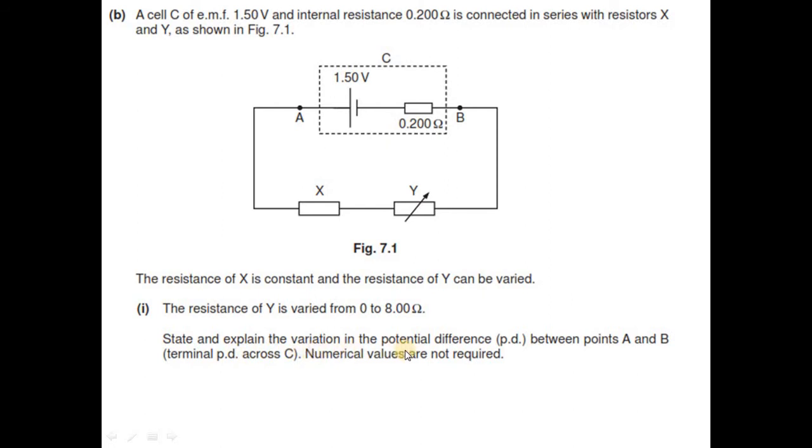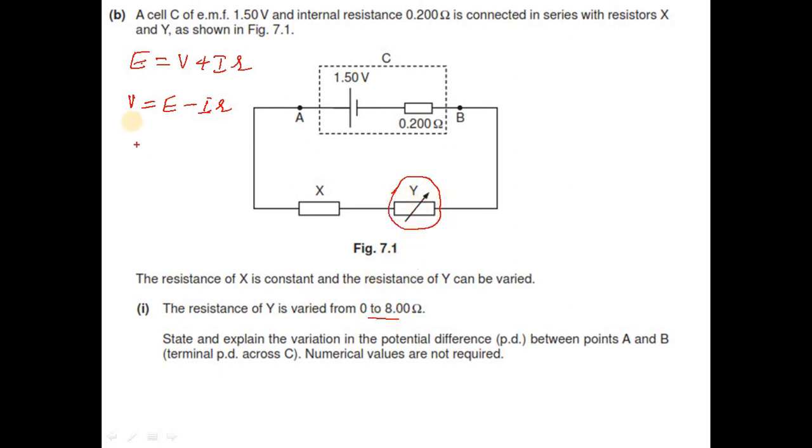State and explain the variation in the potential difference PD between the point A and B, terminal potential difference across C. Numerical values are not required. Clearly, if you see the relation between EMF and the terminal potential difference, which is E is equal to V plus IR, and if you rearrange this equation for terminal potential difference, V is equal to E minus IR. Now, what happens if you vary value of Y from 0 to 8?